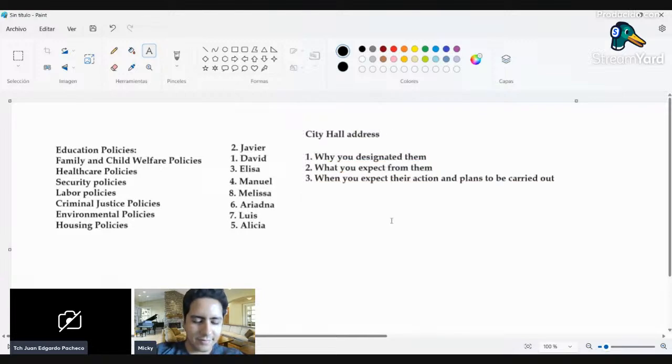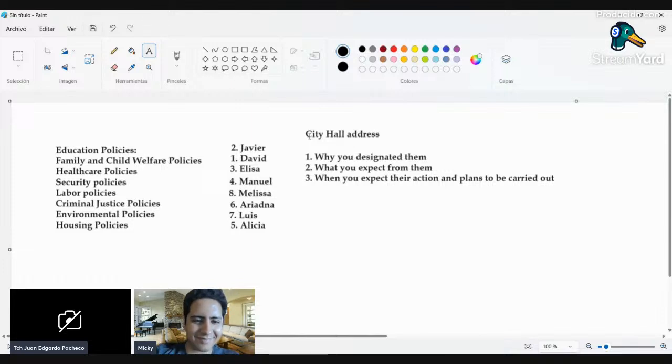And now this is the moment of truth. You welcome them in the cabinet and you tell them why you designated them, what you expect from them, and when and how you expect their actions to be performed or carried out. You accept the challenge? Yeah, of course. Okay, well, we're all ears, we're listening to you, Mickey.